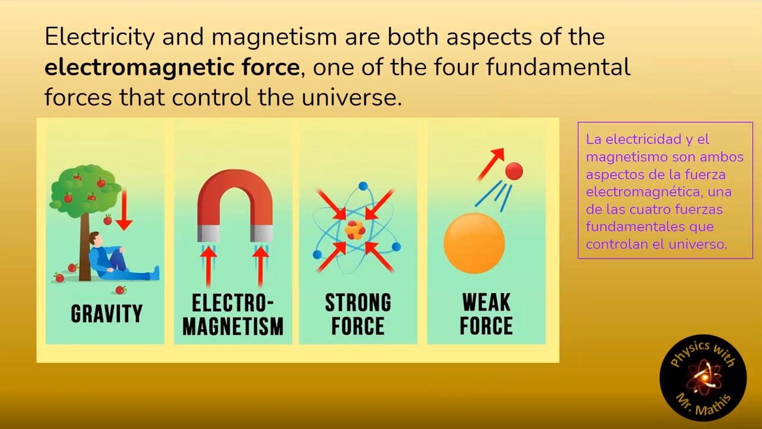You've probably noticed there's a close connection between electricity and magnetism, since electrical currents can cause magnetic fields, and magnetic fields can cause electrical currents. They are very closely connected because electricity and magnetism are both different aspects of the electromagnetic force, which is one of the four fundamental forces that controls all interactions in the universe.